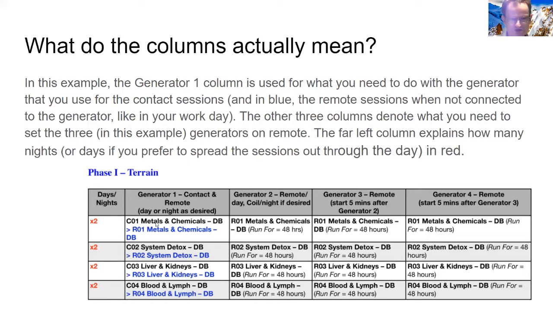The words we've got here on the left-hand side, CO1, it just means that's preset 1 of the contact part of the Morgellons Lyme protocol. RO1 means that's preset 1 from the remote part of the Morgellons Lyme protocol. Does that make sense?